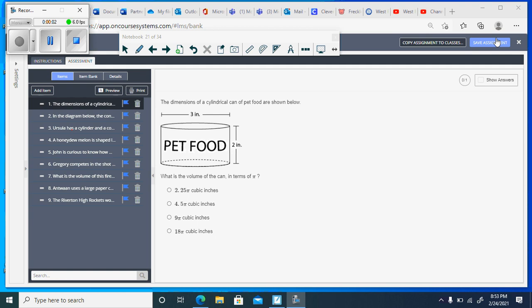This is Module 5, Lesson 6 homework. This is covering volume. Okay, the first one says, the dimensions of a cylindrical can of pet food are shown below. What's the volume in terms of pi?